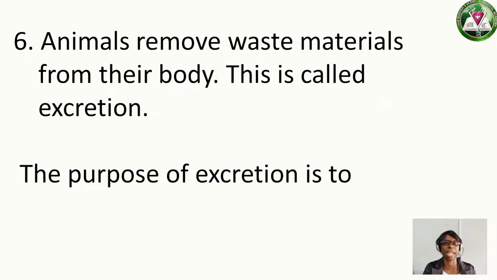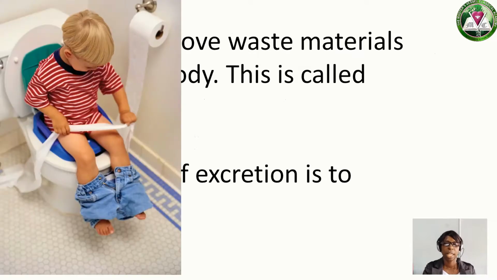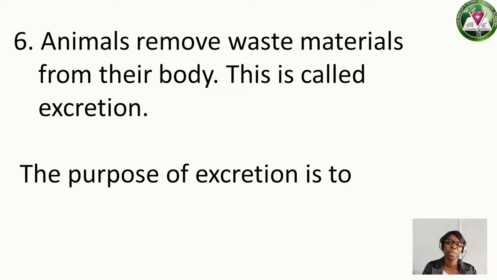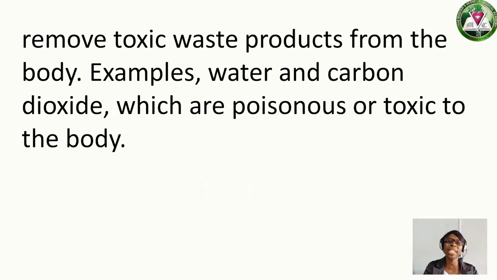Animals remove waste materials from their body. We call this excretion. There is a purpose for excretion. The purpose of excretion is to remove toxic waste products from the body. Examples: water and carbon dioxide, which are poisonous or toxic to the body. We remove them.